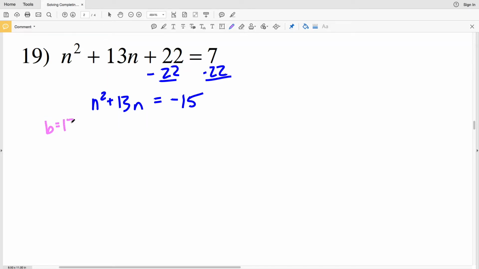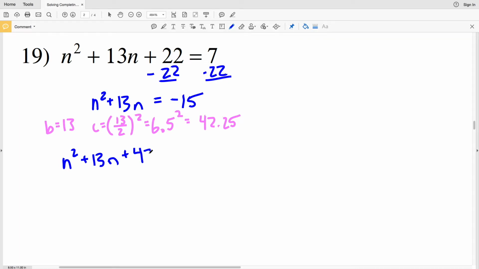If my b value is a positive 13, my c value will equal 13 over 2 squared, which, 13 divided by 2 is a positive 6.5, and if we're squaring that, 6.5 squared equals 42.25. So I'm going to add 42 and 25 hundredths to both sides. So I'll have n squared plus 13n plus 42.25 equal to negative 15 plus 42.25. Note, 6.5 times 2 is 13, and 6.5 squared is 42.25.